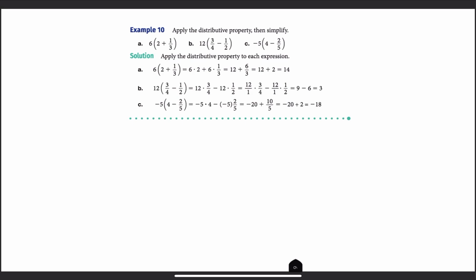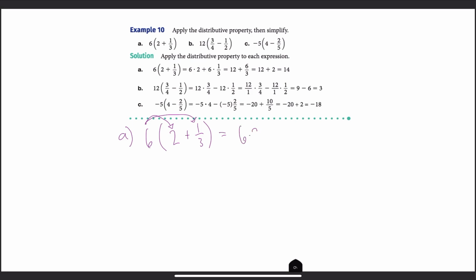All right, so here's an example where we can use the distributive property. So let's have a look here at A. 6 times 2 plus 1/3. I don't really know how to do that yet. So what I could do is I could just distribute the 6 times 2 and the 6 times a third and see what happens.